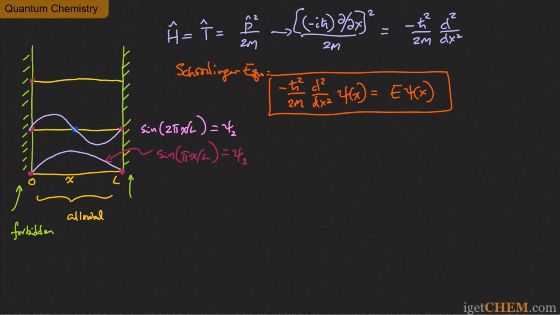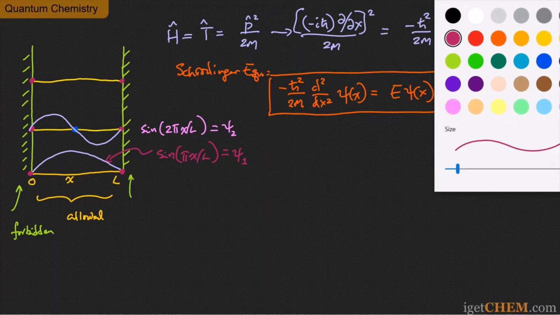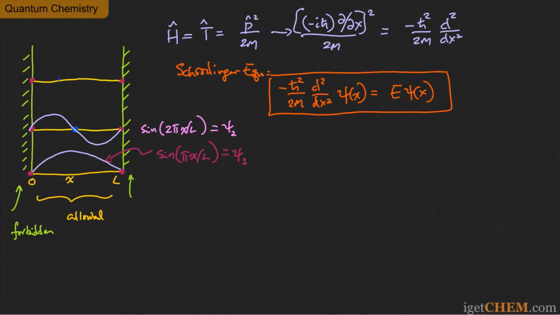Again, it would vanish on the walls, but it would now have two nodes, 1/3 of the way and 2/3 of the way. And now that wave function would look something like this. So this would be psi 3. And so the functional form of that function would, of course, be sine of 3 pi x over L. And that's called psi 3.